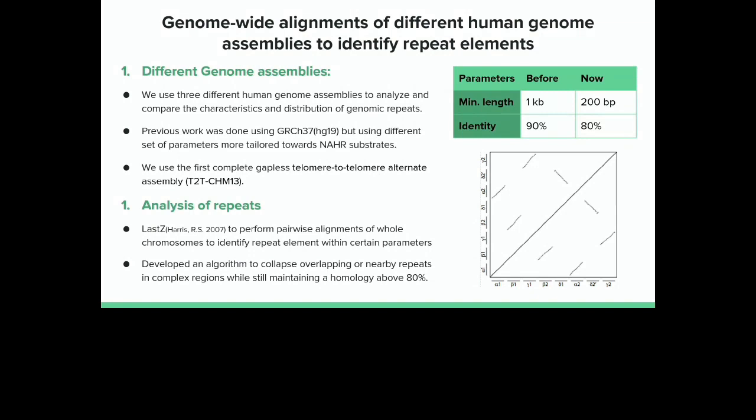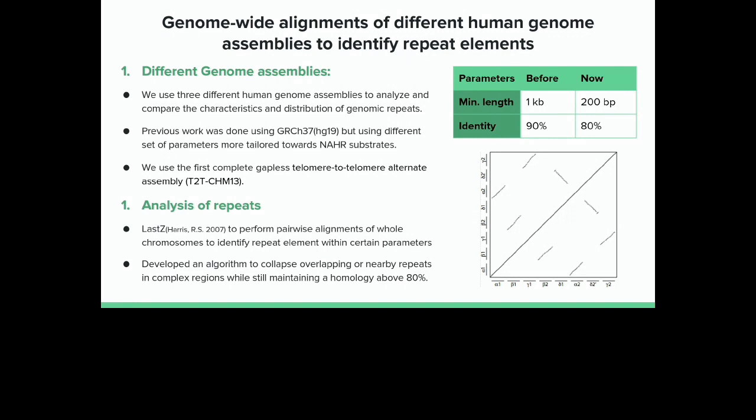And we use the first complete gapless telomere to telomere assembly, as it presents advantages over the other 2 reference assemblies, because there were previously overlooked regions that are now complete in T2T that include satellite arrays, ribosomal RNA genes, and segmental duplications, where we are expecting to find more repeats that were previously overlooked.